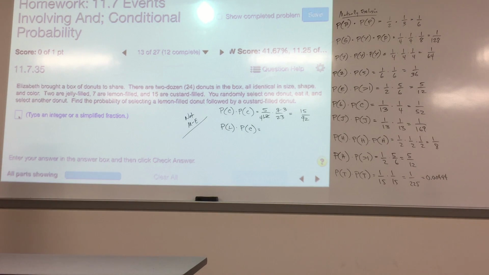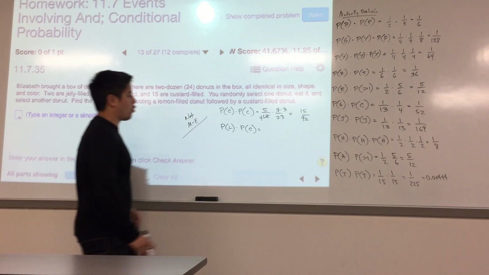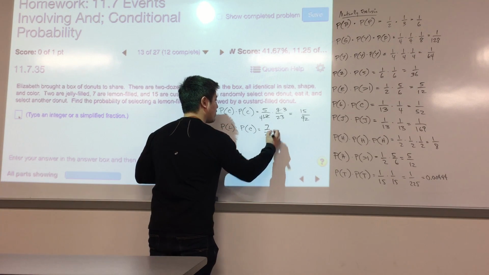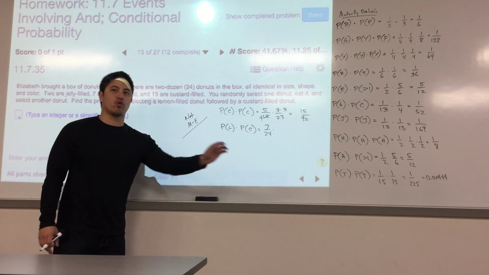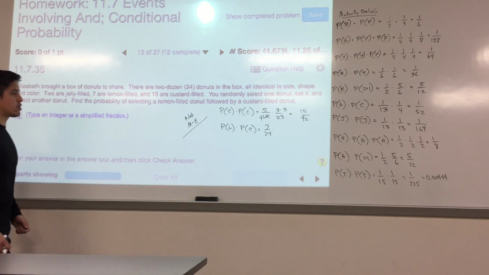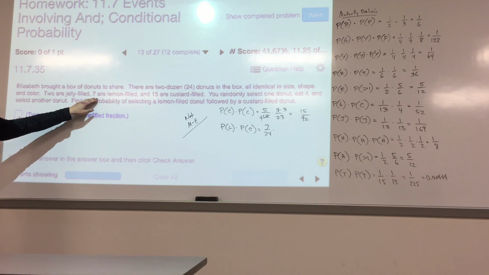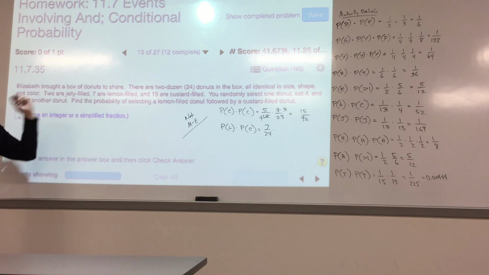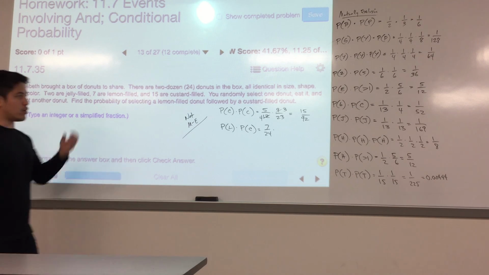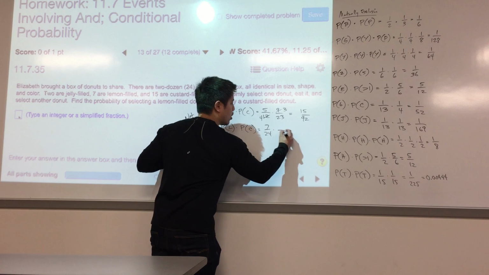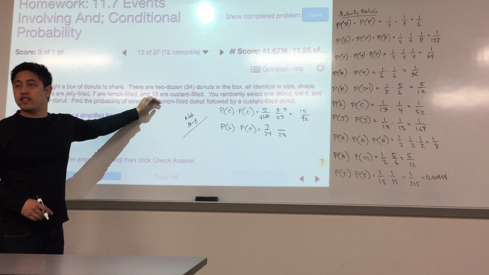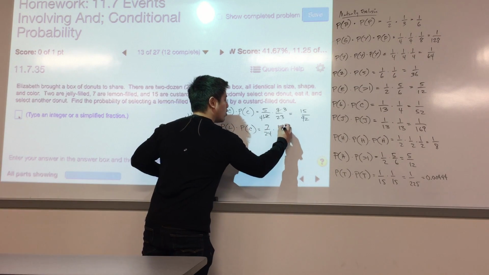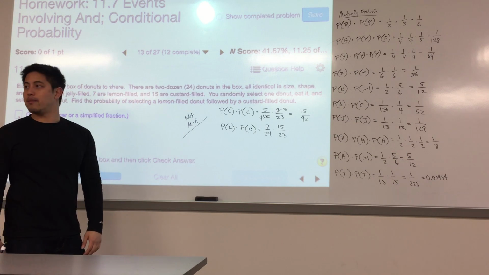What's the probability of getting lemon? 7 out of 24, which cannot be simplified, so I'm going to write 7 out of 24. What's the probability of getting a custard? 15 out of 23. Let's pause for a moment and understand what's going on here. The first one is lemon filled. You pulled a lemon and you ate it, which means that there are only 23 donuts left. But there's still 15 custards, aren't there? And so there are 15 out of 23. Does that make sense, guys?